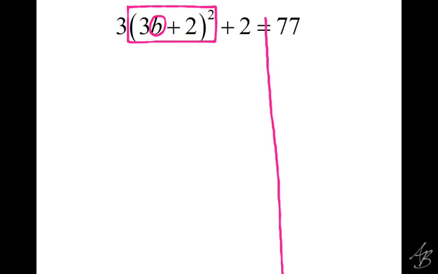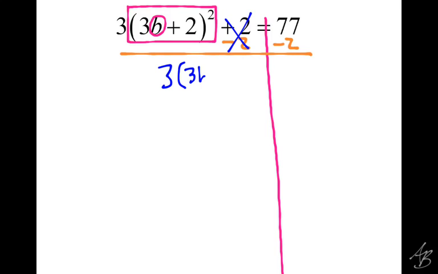All right, now, to get rid of a square, I have to have the square by itself first. What's the first thing we need to get rid of to get the square by itself? Okay, and how are we going to do that? Subtract 2. All right. Subtract 2 from each side. The 2's cancel on the left, leaving everything else, right? Yes. So we've got the 3 times 3b plus 2 squared. And on the right side, 77 minus 2? 75.